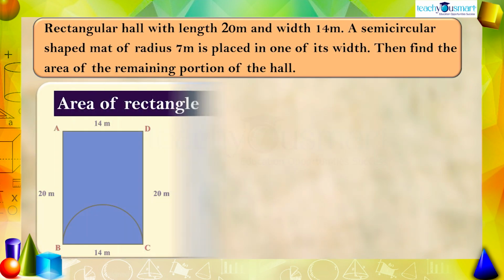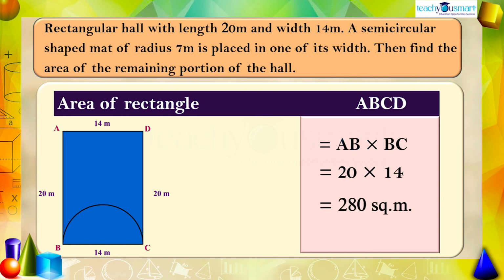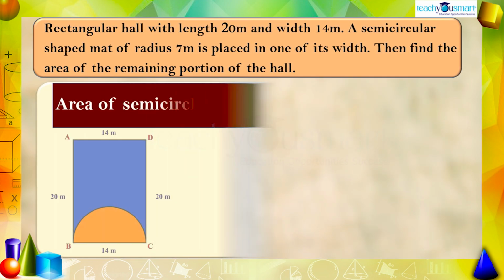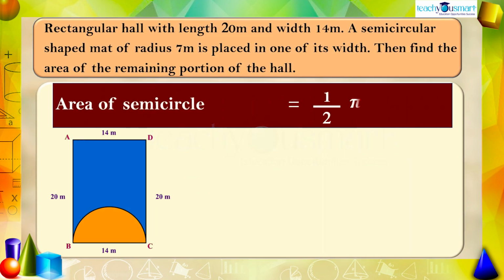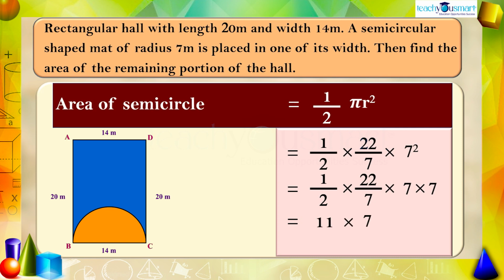Therefore, the area of rectangle ABCD equals AB multiplied by BC equals 20 multiplied by 14 equals 280 square meters. And the area of semicircle equals half pi r square equals 1 by 2 multiplied by 22 by 7 multiplied by 7 square equals 1 by 2 multiplied by 22 by 7 multiplied by 7 multiplied by 7 equals 11 multiplied by 7 equals 77 square meters.